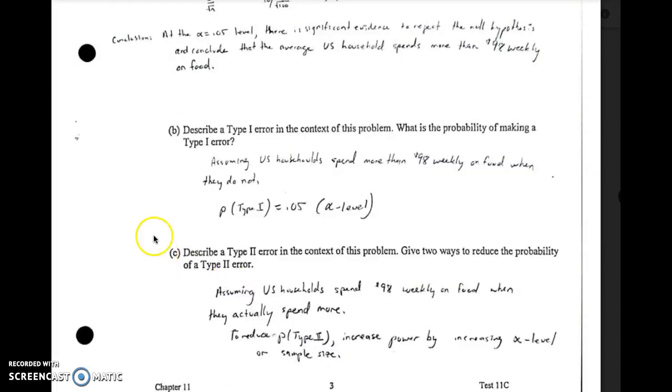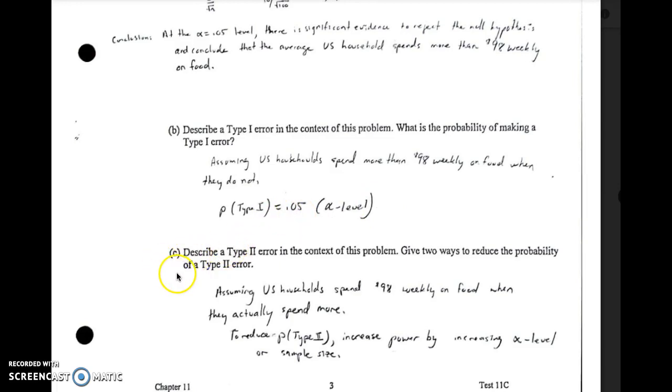Part B says, describe a type 1 error in the context of this problem. What is the probability of making a type 1 error? So a type 1 error in this problem would be when you assume that the US households spend more than $98 weekly on food when they don't. And the probability of that is your alpha level, which is just 0.05.